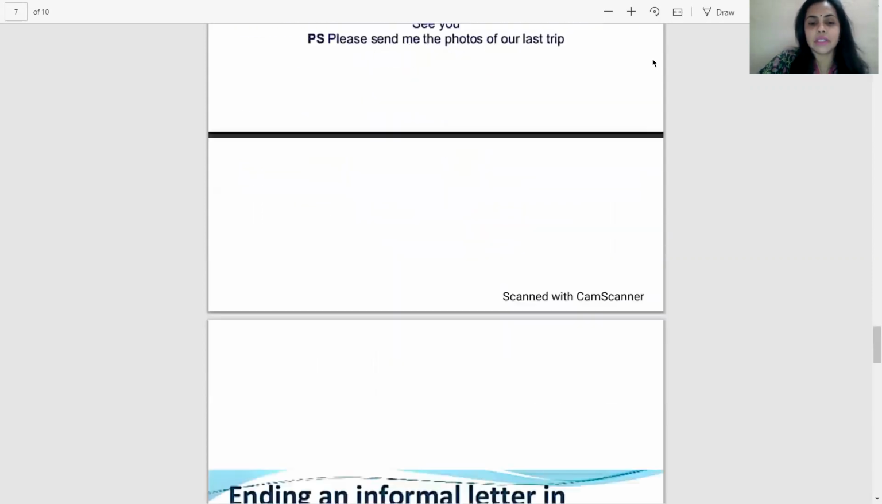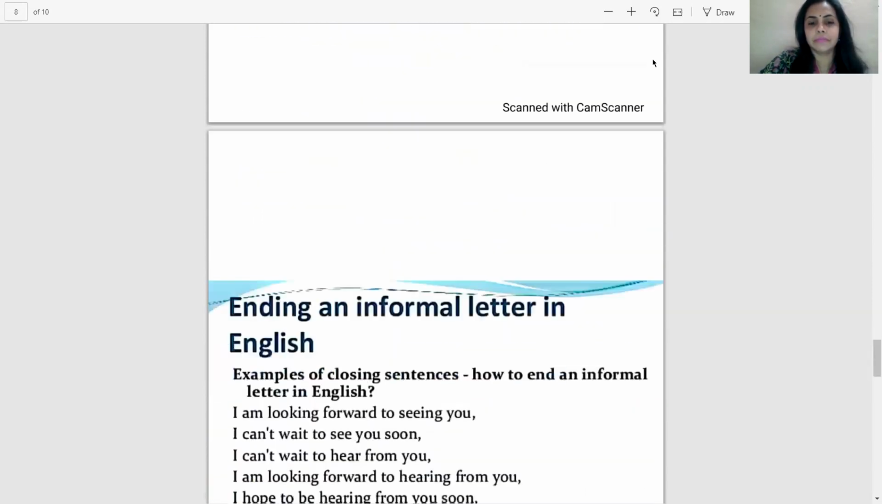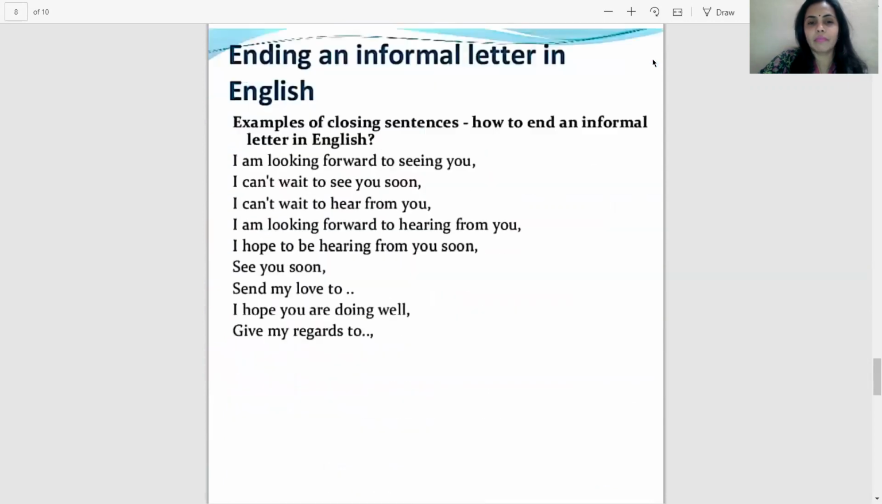Let's see what's next. Yeah, there are a few more examples of how to close your letter, how to end an informal letter. Earlier we have seen, and these are a few more. I am looking forward to seeing you. I cannot wait to see you. I just want to see you so soon that I just cannot wait to see you.